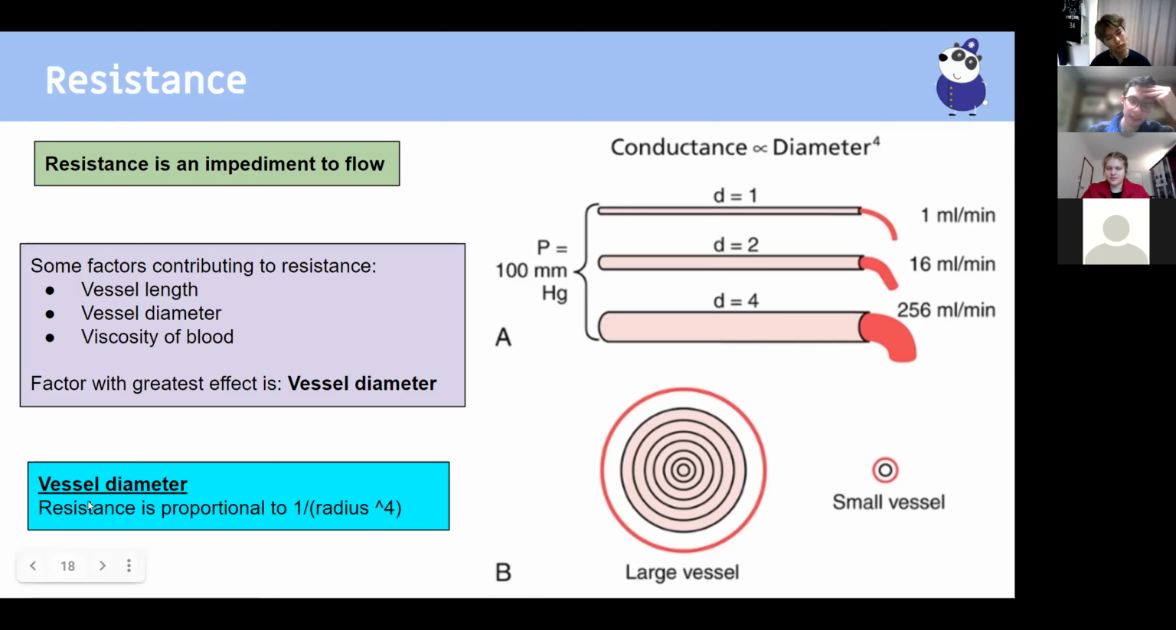As a decreased resistance increases conductance or flow, if you have, let's say, a diameter, we'll talk about radius. Let's say the radius is 1 in this situation, your conductance will be 1. If you double that radius, so it's 2, your conductance will increase to 16. So it increases by a factor of 4. Does that make sense?